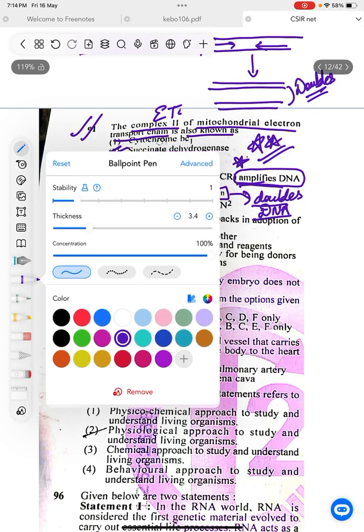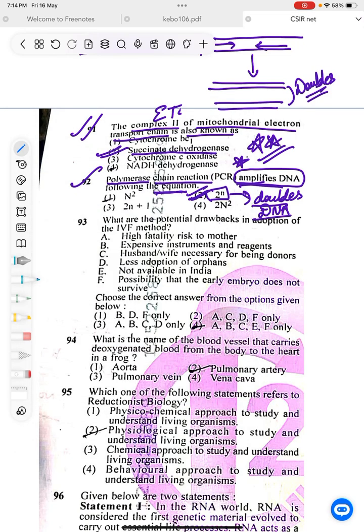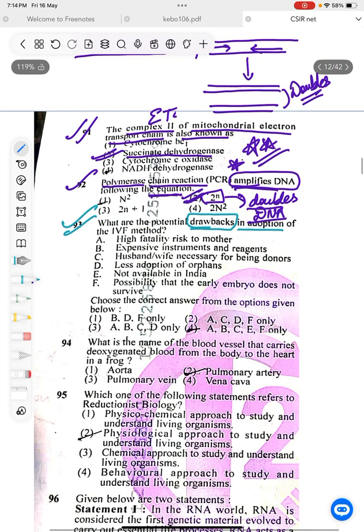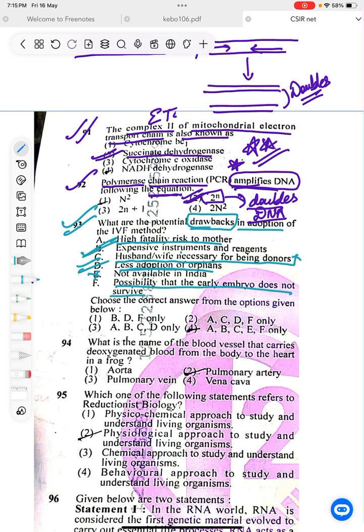Next is the question of IVF. What is a drawback, a disadvantage, of the IVF method? There is a high fertility risk to the mother. No, there are some chances but not high. It is expensive. Yes, it is too expensive. Husband and wife are necessary for being donor. No, it is not necessary. Less adoption of orphans. Yes, obviously less adoption will occur. Not available in DNA. No. And the possibility that early embryos do not survive. Yes, there is a chance of errors, so sometimes the embryo does not survive.